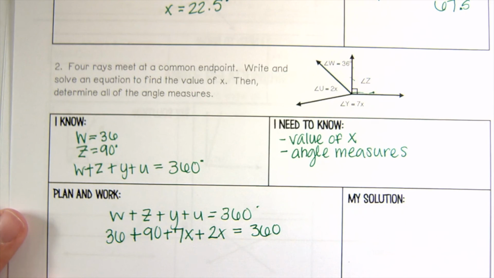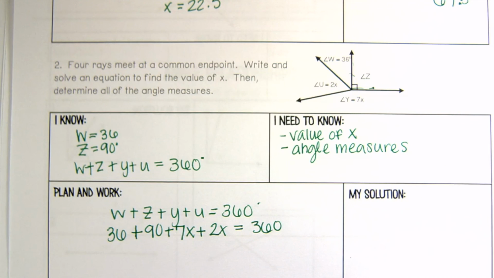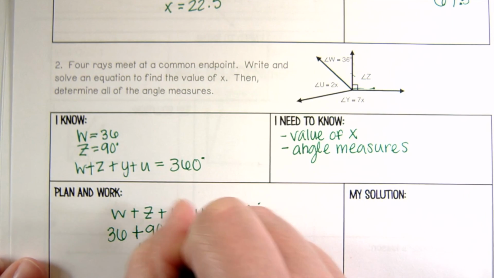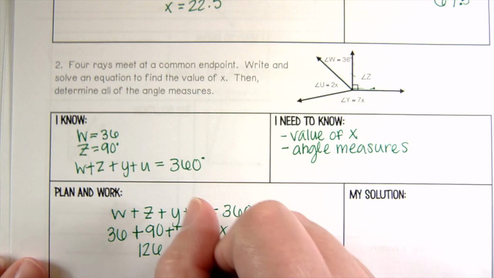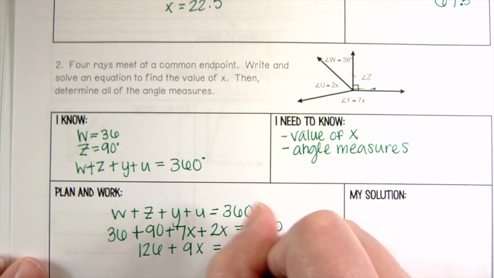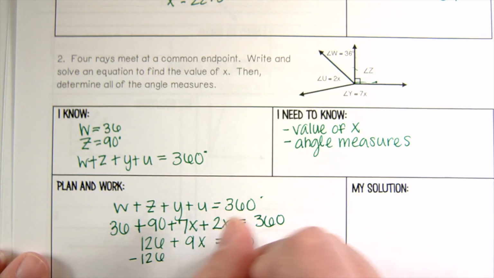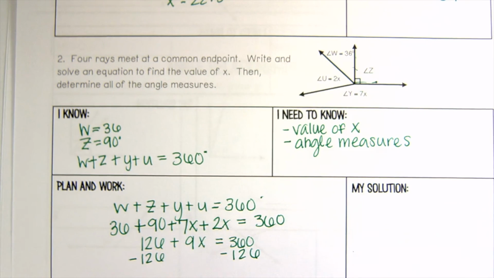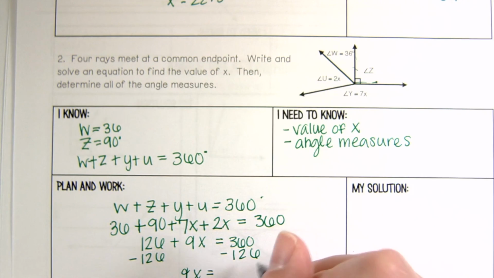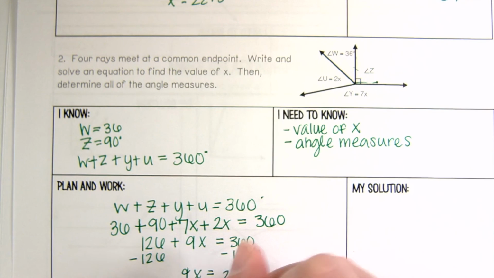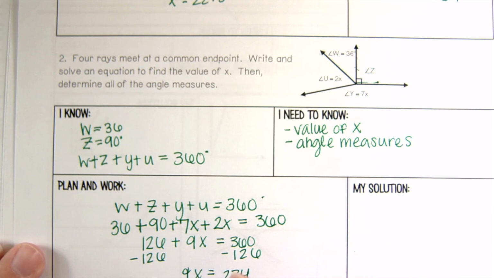Yes, combine like terms. So when I combine 36 and 90, I get what? 126 plus what's 7x and 2x? 9x, and that equals 360. And then what do I do next? Subtract 126 from both sides. So 9x equals what? 234. Good. And then what do I do next? Divide by 9.